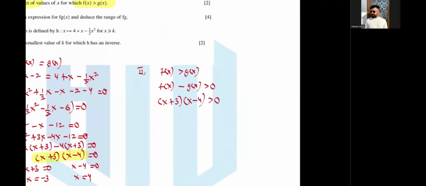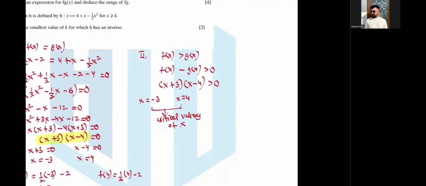And now we need to only solve this quadratic inequality. So when x plus 3 is equated with 0, x is equal to minus 3. And when x minus 4 is equated with 0, x is equal to 4. These are the critical values of x now, because we are solving the quadratic inequality over here. These are the critical values of x.